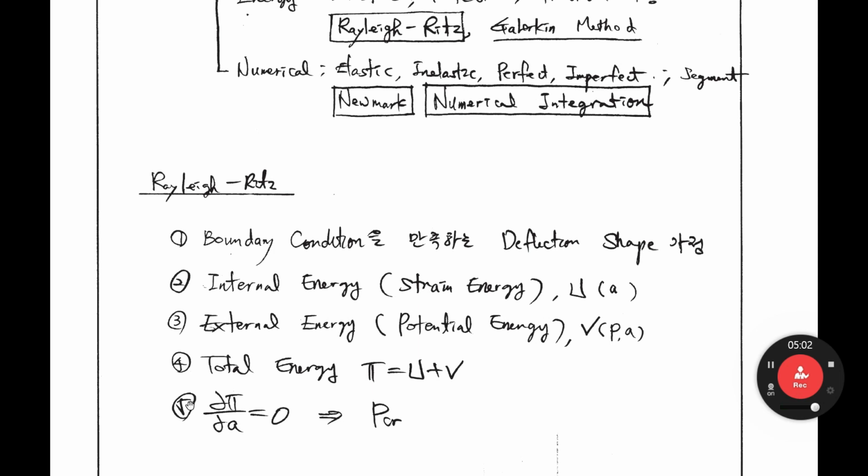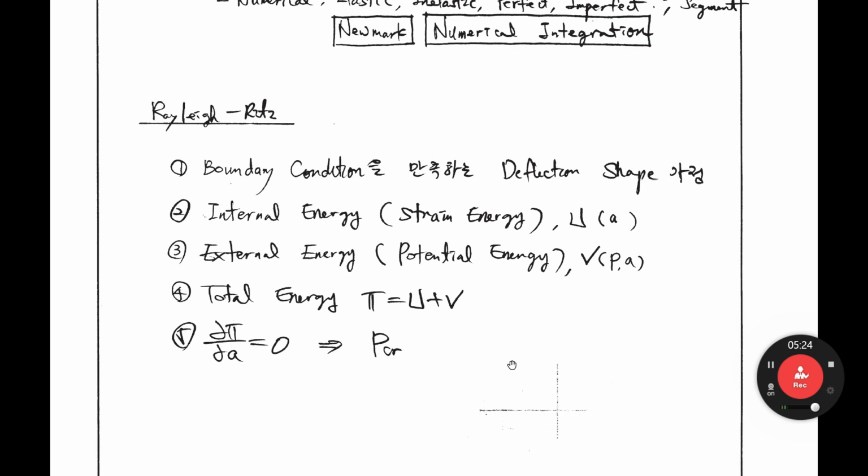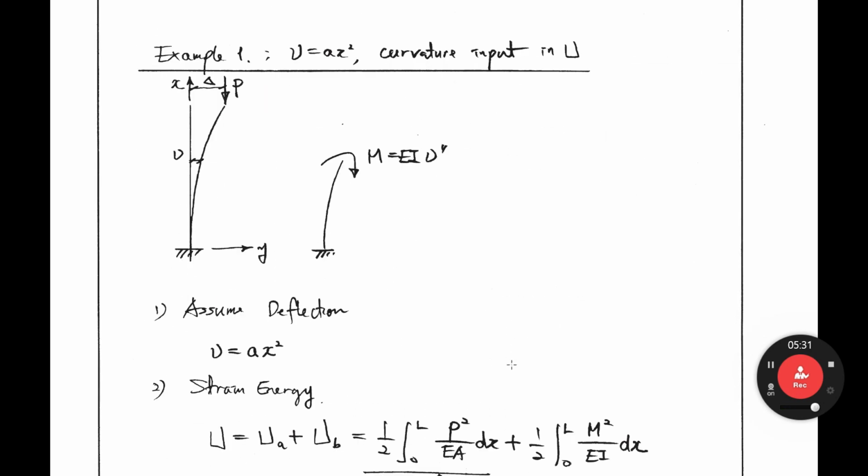And then we take the derivative of pi and set it equal to 0. From this equation, we can get PCR. That is the procedure. I would like to show you one example. When you look at the example, you can understand how to do it. Example 1: you can see here a cantilever column. It is subjected to axial force P.